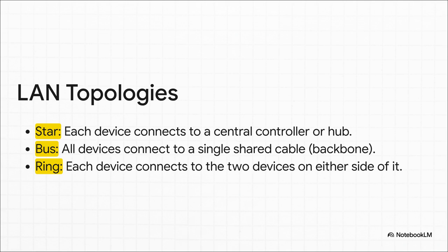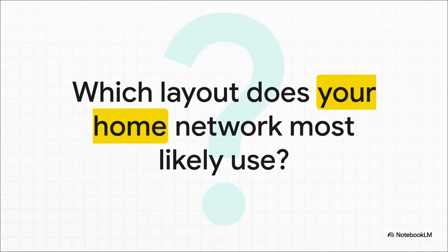Way back when, you might have seen a bus layout, where everything was hooked up to one main cable. Or maybe a ring, where data was passed around in a circle. But today, one particular layout is king. You got it. It's the star topology. All of your devices, every single one, connects directly to a central hub, which is your Wi-Fi router. It's simple, it's easy to manage, and it's why it's the undisputed champ for home and small office networks. Of course, it also means that if that router goes down, your whole network goes down with it.